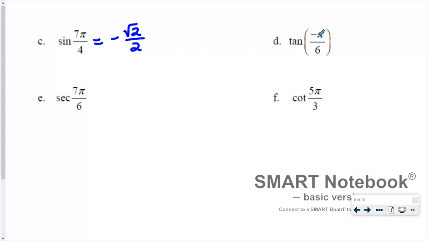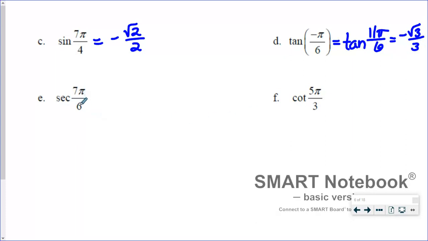Remember, positive is going in the counterclockwise direction. Negative is going in the clockwise direction. Of course, if you don't like to think of it like that, just find a coterminal angle. So if you add 2 pi to this, which is 12 pi over 6, this is really the same as tangent of 11 pi over 6. So you go to 11 pi over 6, look at your tangent there.